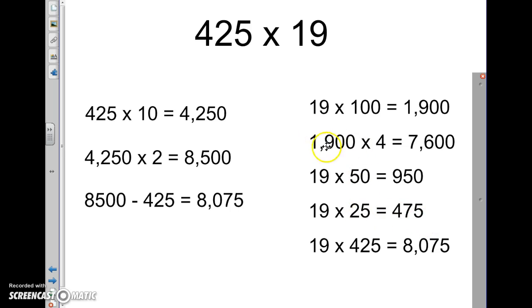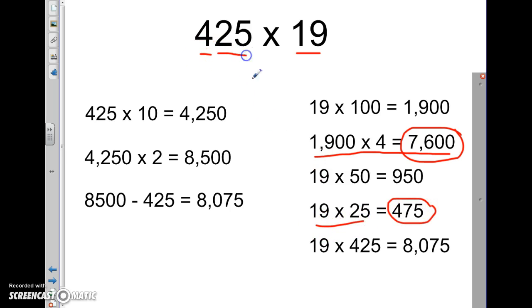So now I know that 4 groups of 1,900, or 400 groups of 19, is 7,600. And so that's the 400 part. And then I know the 25 groups of 19 is 475, right? So now that's this part. So I just have to put these two together, right? Just got to add them up. And if I do that, 7,600 plus another 400 is going to give me 8,000, and then the 75 is 8,075. You'll see it's the same product as over here.